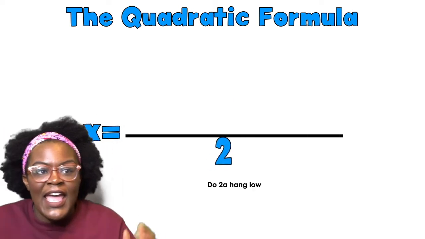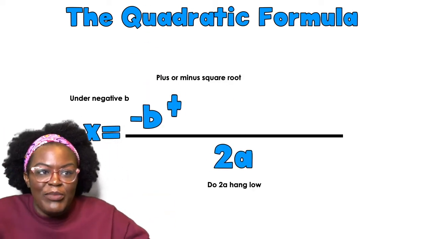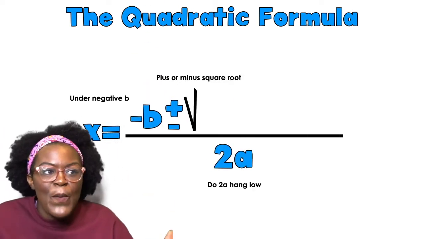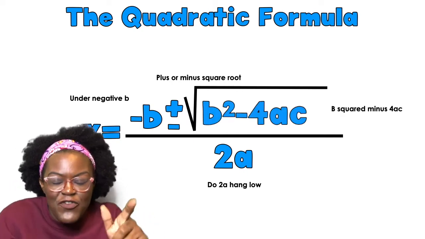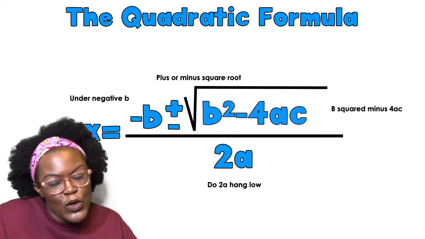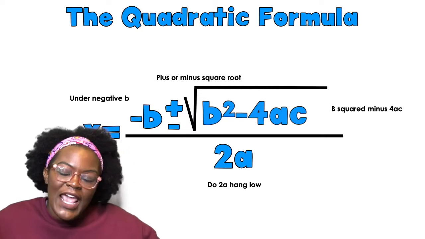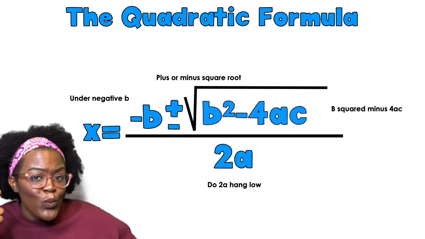Due to A, hang low under negative B, plus or minus square root, B squared minus 4AC. If you practice the quadratic, you will know it automatic. Due to A, hang low.